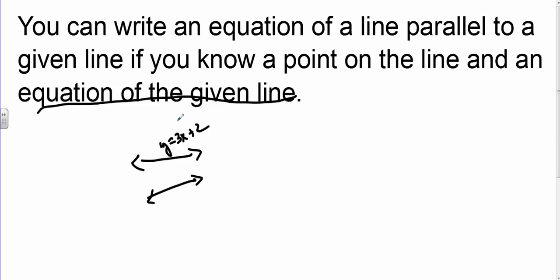And if I know a point on the line that I want to graph, if I knew that this was (-2, 4), then I've got enough information to write the equation of this line. So if I know the equation of this one, and I've got a point on this one, and they're parallel, then I can write the equation of this line. Let's practice that.